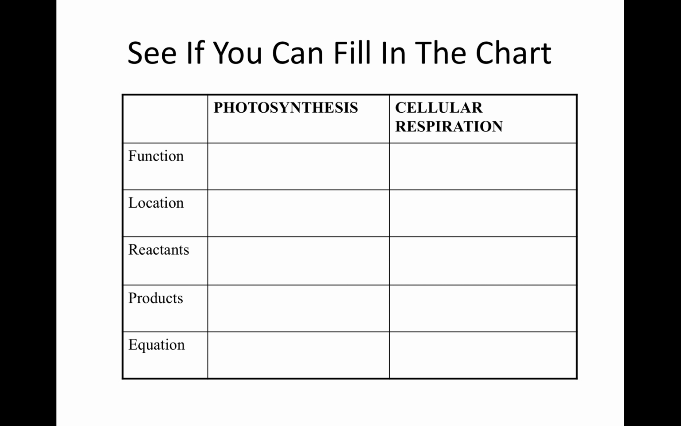column for photosynthesis, a column for cellular respiration, and then a what they share column. What I want you to do is for each one, photosynthesis and cellular respiration, see if you can list out their overall function, where they occur, what reactants go in and what products come out, and then their equation. So take a minute, pause the video, see if you can fill this out.